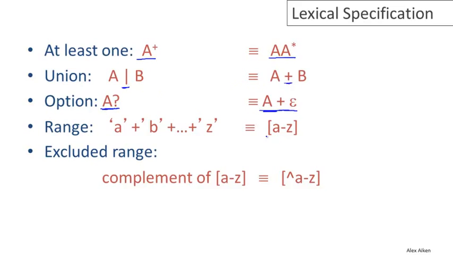And then we had character ranges, which allow us to do a big union of a bunch of characters in order. And then one more that's actually fairly important, but we didn't discuss last time, is the complement of a character range. So this expression here means any character except the characters A through Z.